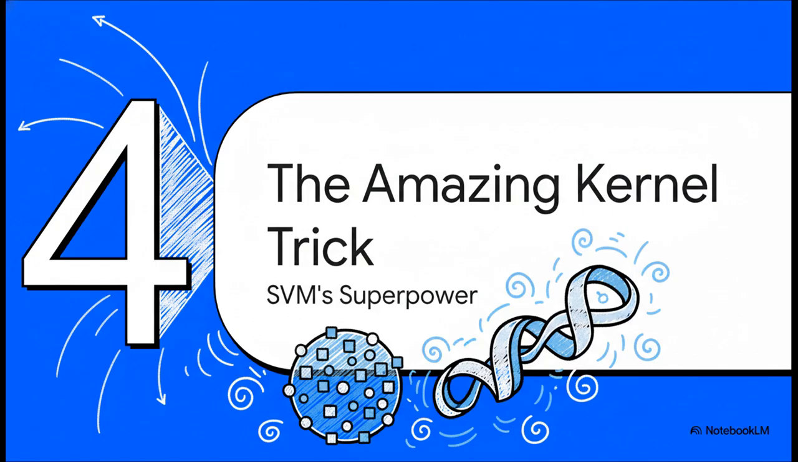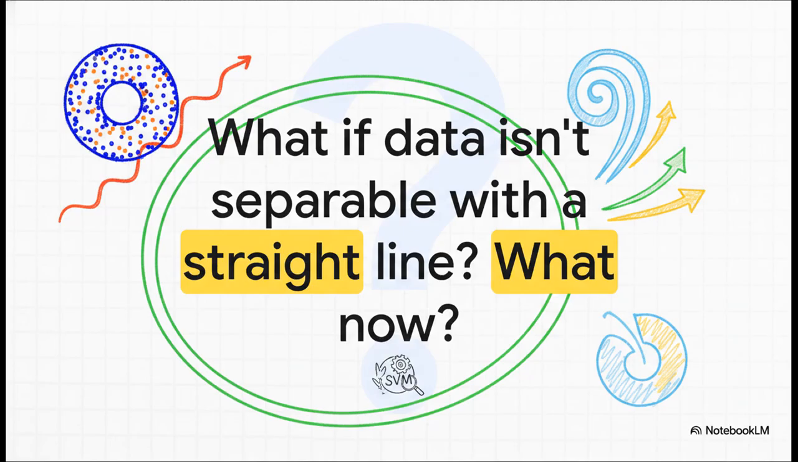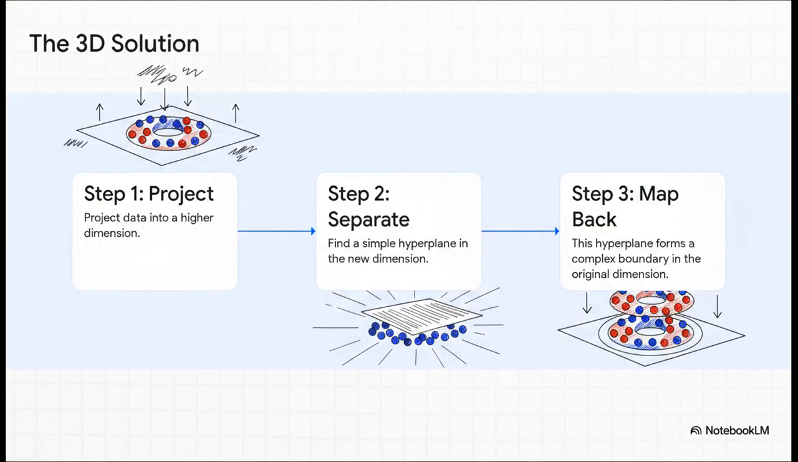Okay, so we can handle outliers. But what about data that isn't just messy, but is fundamentally impossible to separate with a straight line? This is where we get to see the SVM's true superpower. I want you to imagine your data looks like a donut. You have one class of points that forms a ring around another class of points in the middle. Try as you might, there is no way you can draw a single straight line to separate them. So, is the SVM useless here? Absolutely not. The solution is just genius.